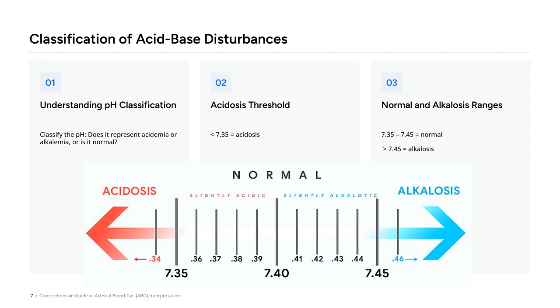It's important to classify the pH correctly because it guides our interpretation of the underlying disturbance. So the key question here is, does the pH value represent acidemia or alkalemia, or is it still within the normal range? Recognizing this helps us determine if the patient is in a state of acid-base imbalance or not. Remember, understanding where the pH falls in these ranges is fundamental to our overall interpretation of arterial blood gases. It provides the first clue in diagnosing and managing acid-base disorders effectively.